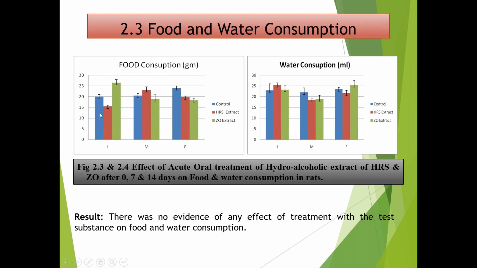So blue represents the control group, the purple color is for the HRS extract, and green represents the Zingiber officinale extract. This is the initial first day body weight and food consumption report. This is the 7 days food consumption report, and this is the final day after 14 days. So initially we see that the food consumption of animals increased when we increased the food.